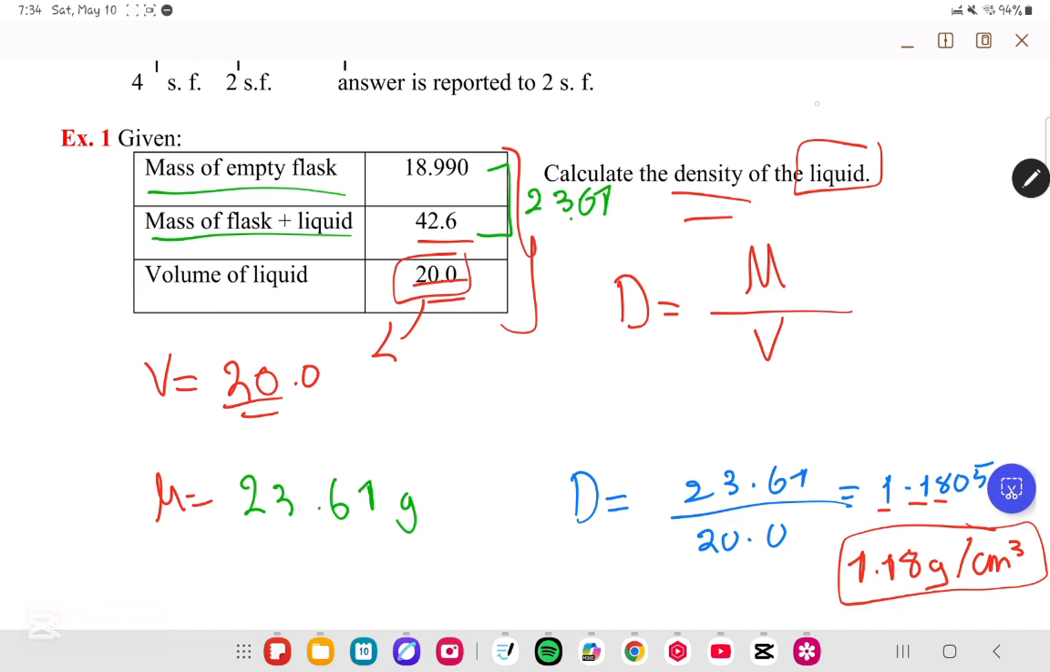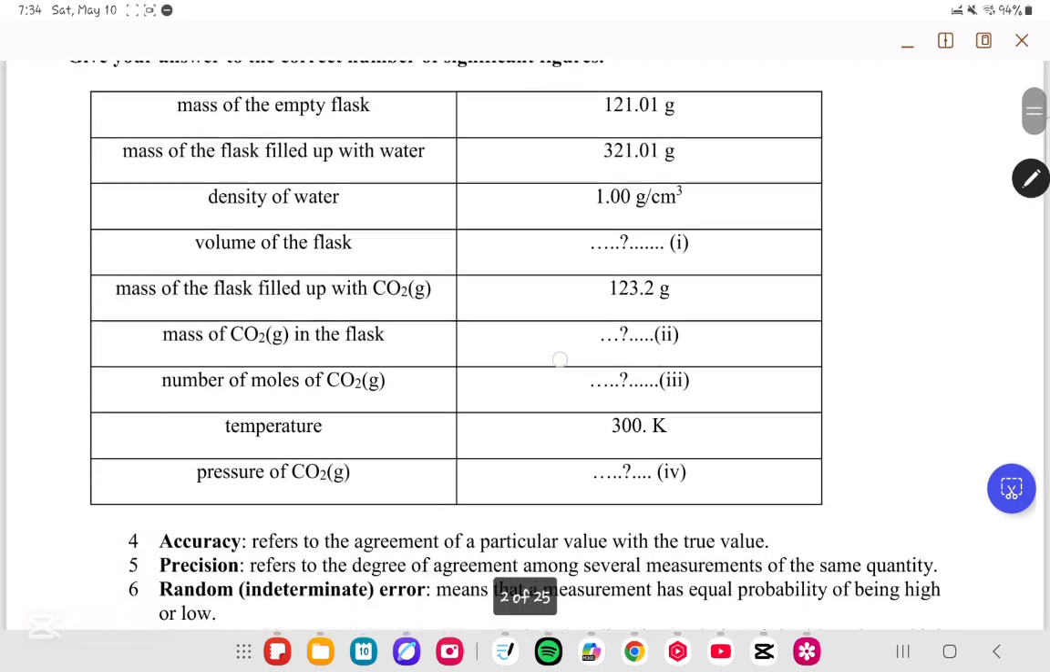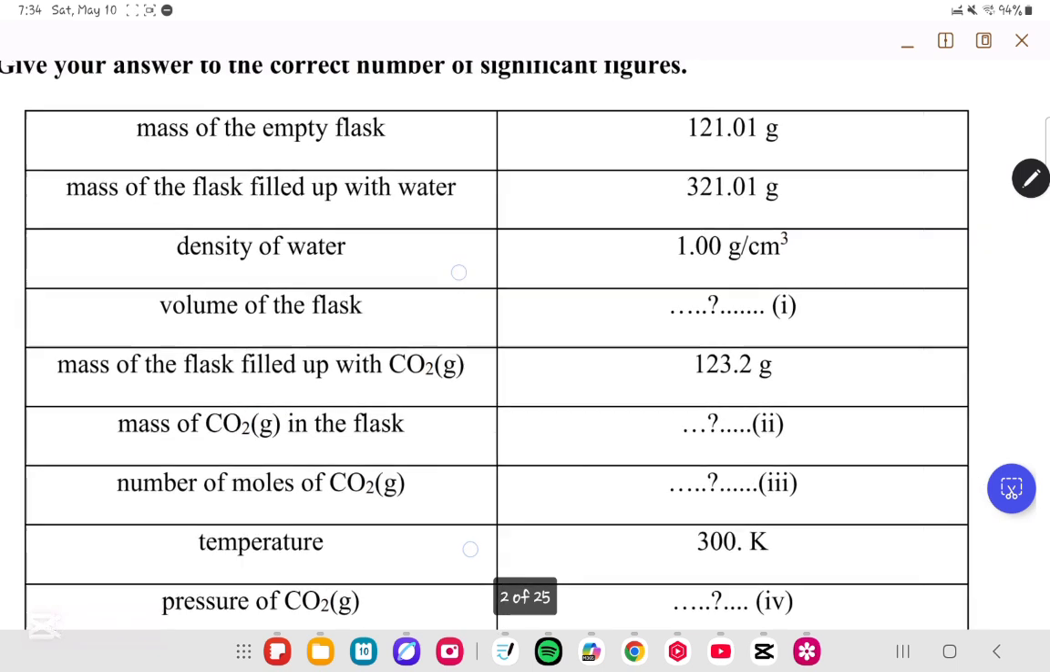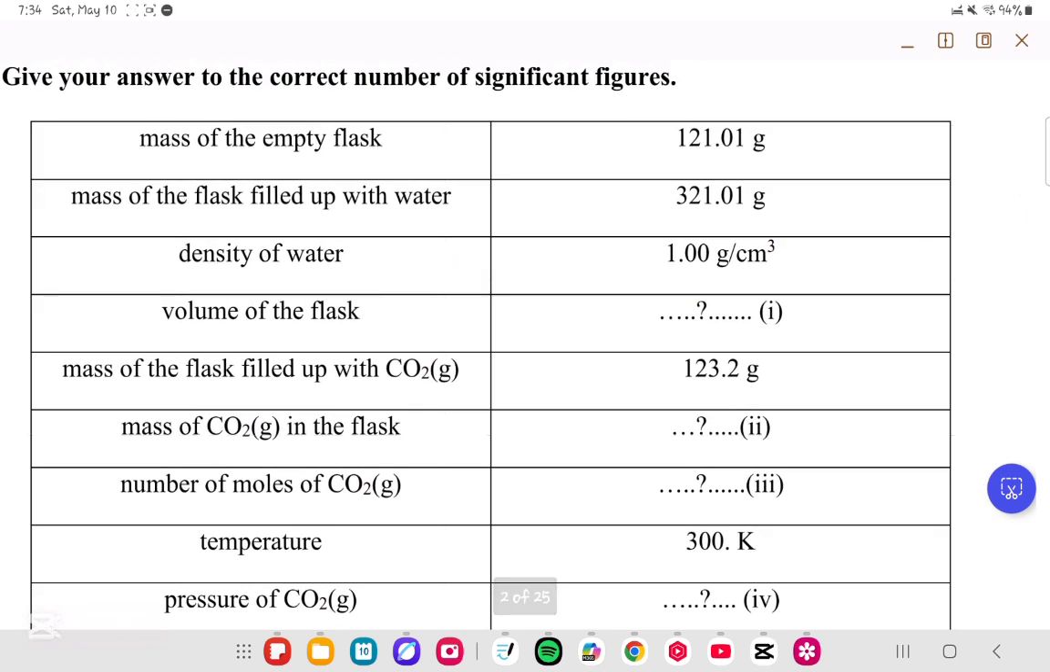Okay, so we finished this exercise. We'll move on to the next one, which is CQD number 4. So they said, complete the following table. You have the mass of the empty flask to be 121.01 grams. And then the mass of the flask filled with water is 321.01 grams. So in order to find the mass of water, you're going to subtract them. So 321.01 minus 121.01. The difference is going to be the mass of water, which is 200.00, keep these in mind, grams. And then you have the density of water, which is 1 gram per centimeter cubed.